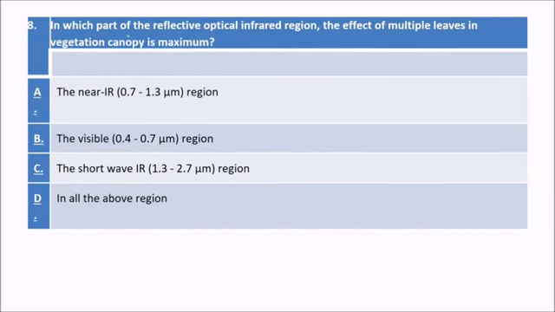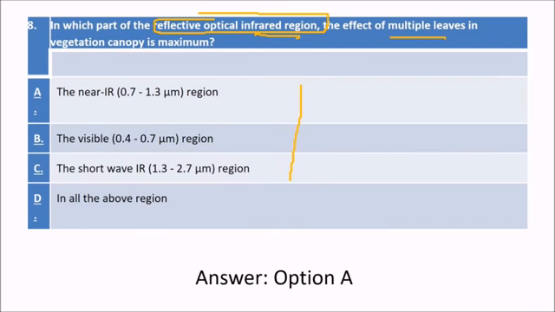Next is, in which part of the reflective optical infrared region is the effect of multiple leaves in the vegetation canopy maximum? Which part of the reflective optical infrared region, the effect of multiple leaves in the vegetation canopy is maximum? Can you give the answer? Try it. The answer is the 0.7 to 1.3 micrometer region. 0.7 to 1.3 micrometer.